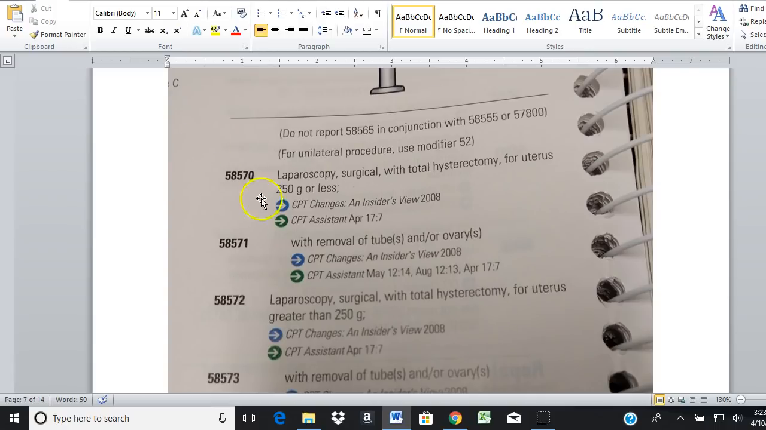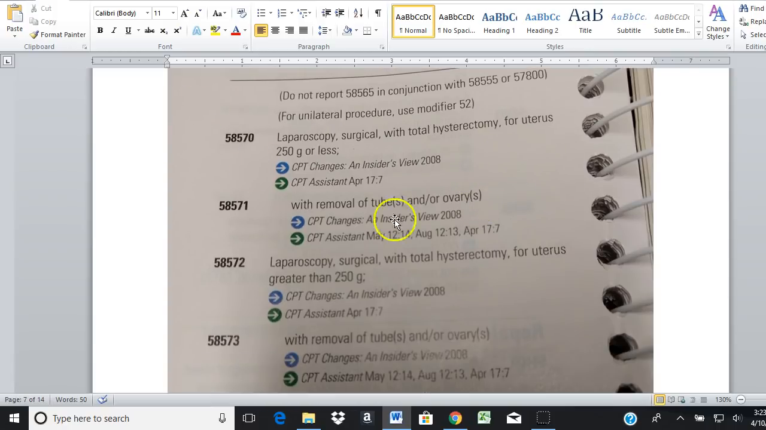And again, here is the laparoscopic hysterectomy. And again, you can see here, the biggest thing is, again, size. So how large? And again, because you can have fibroids, you can have other types of tumors and lesions that can physically make the uterus larger and heavier. And so again, they do get paid a little bit more if it's heavier, if it's over 250 grams, and whether or not they remove the tubes and or the ovaries.